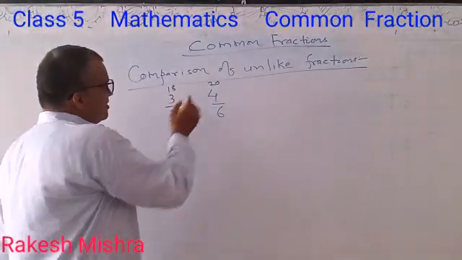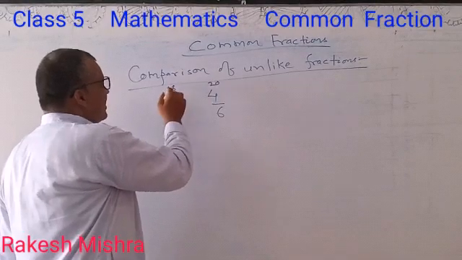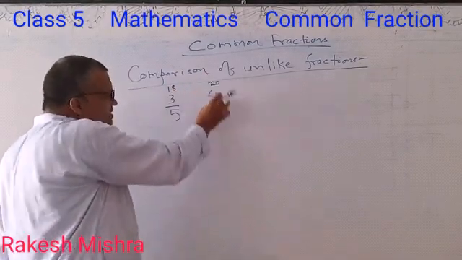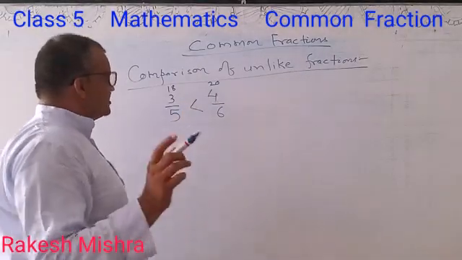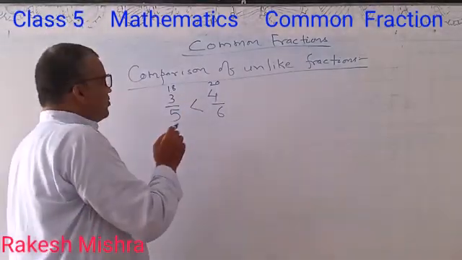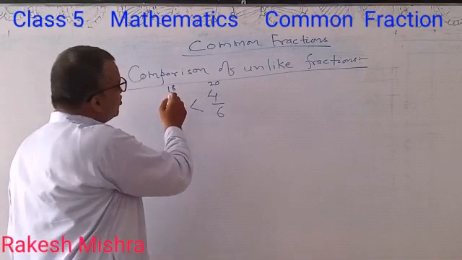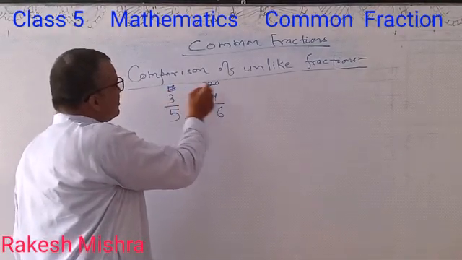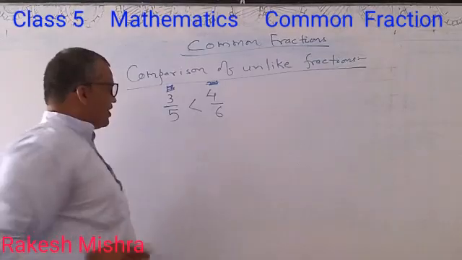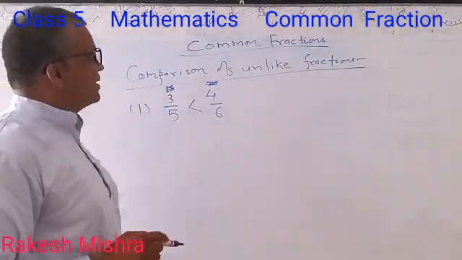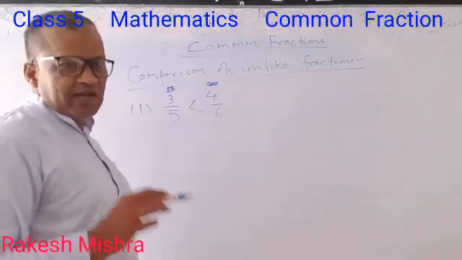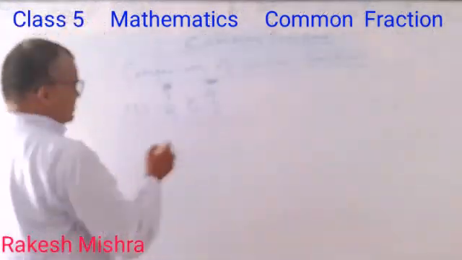As is clear here, 20 is greater than 18. It means this side is 20, so this 4 by 6 is greater. We have to erase after doing this work. This is the first example of comparison of unlike fractions. Now we want to take another example.